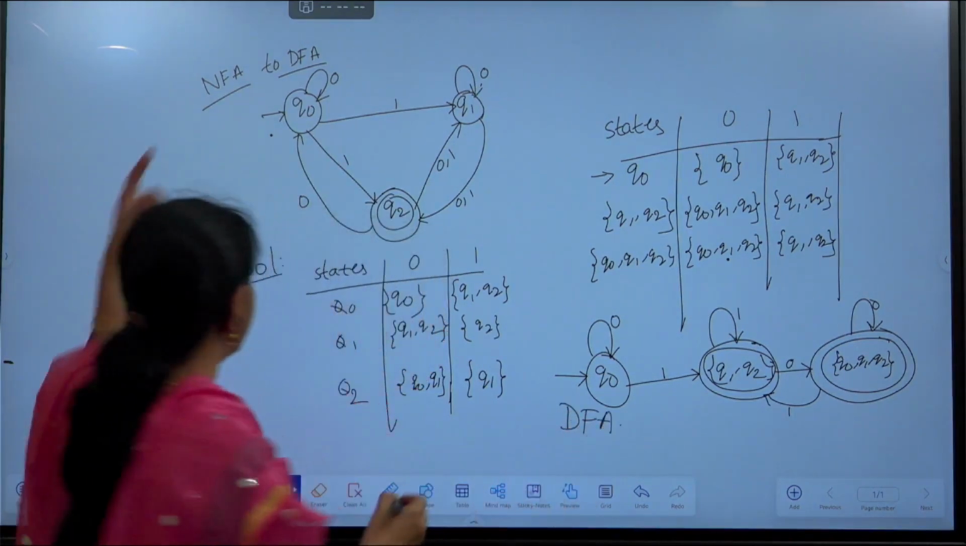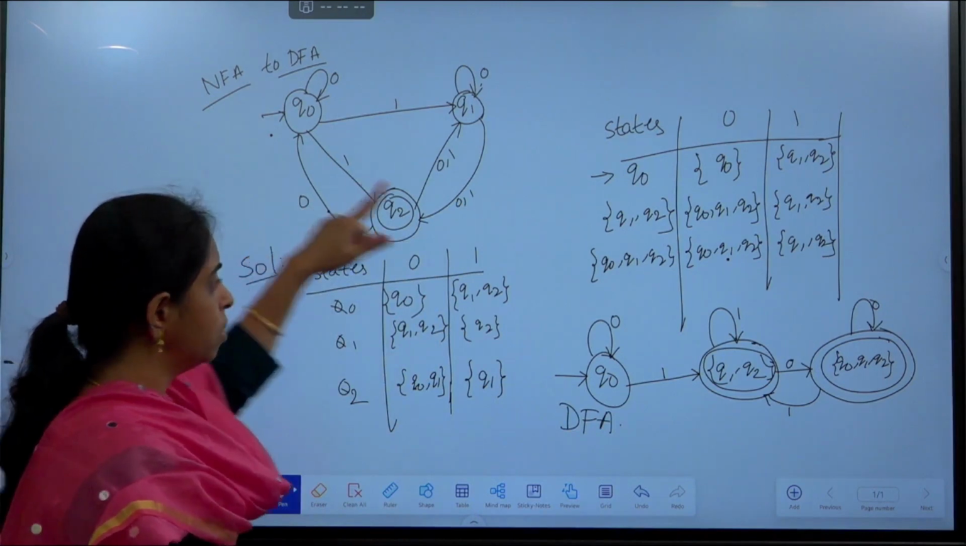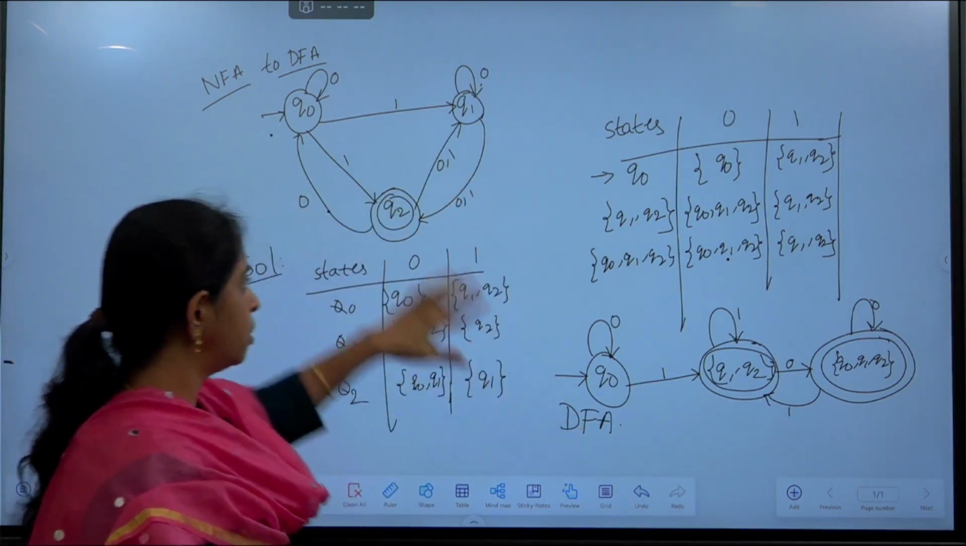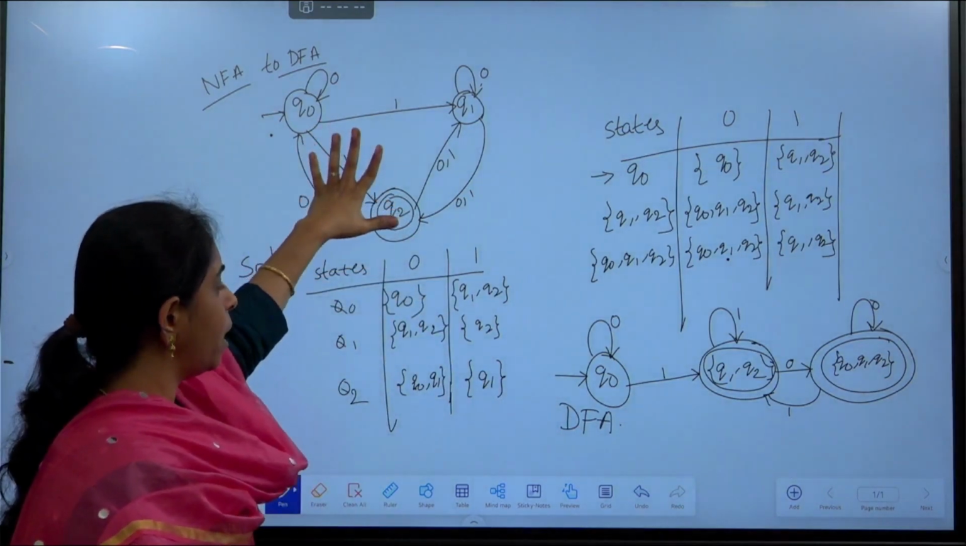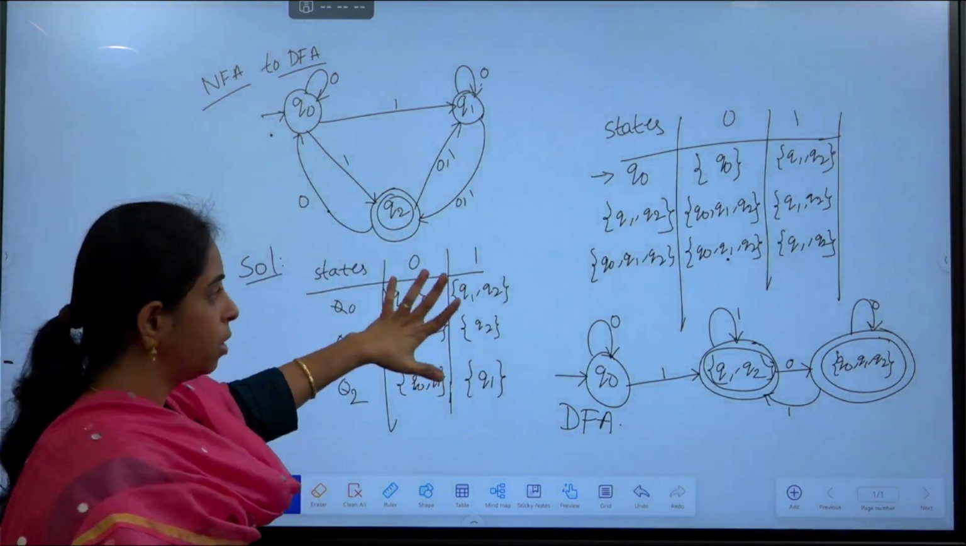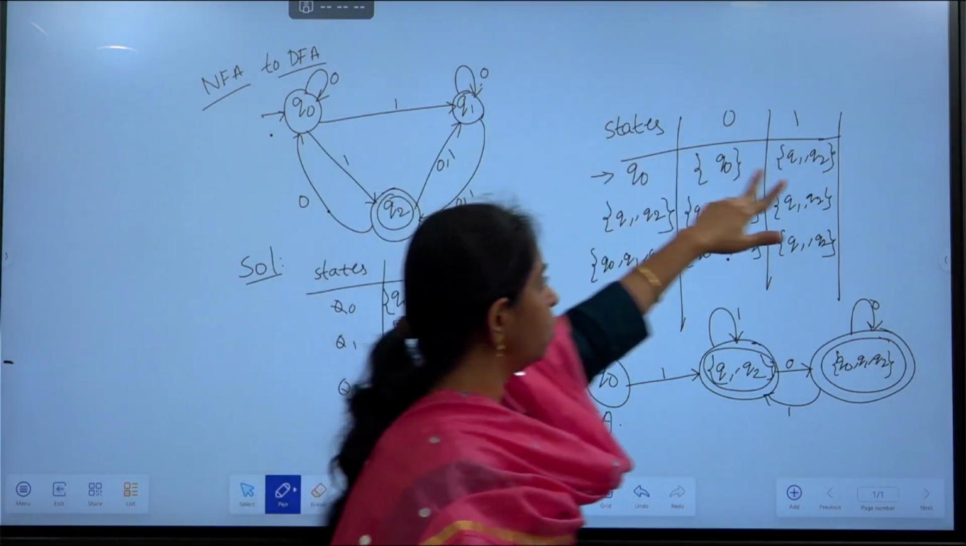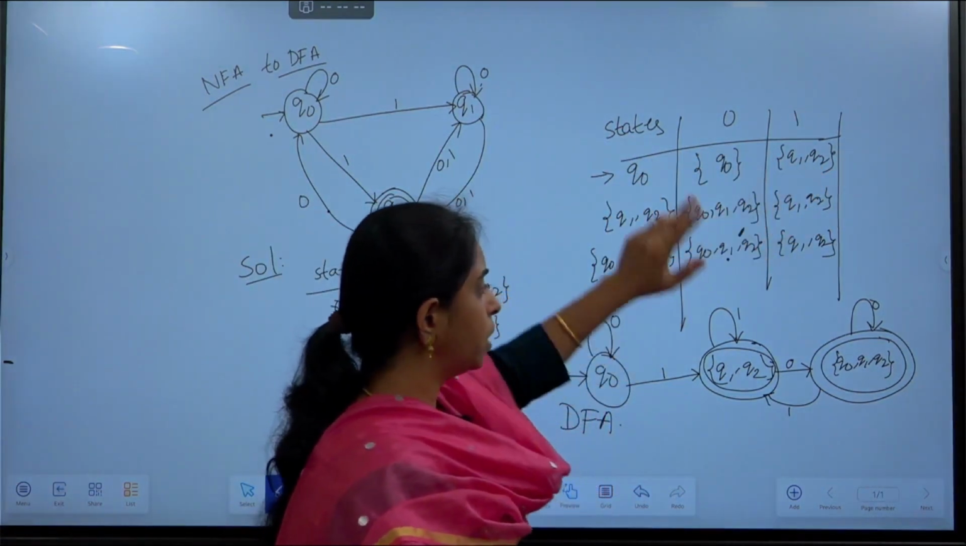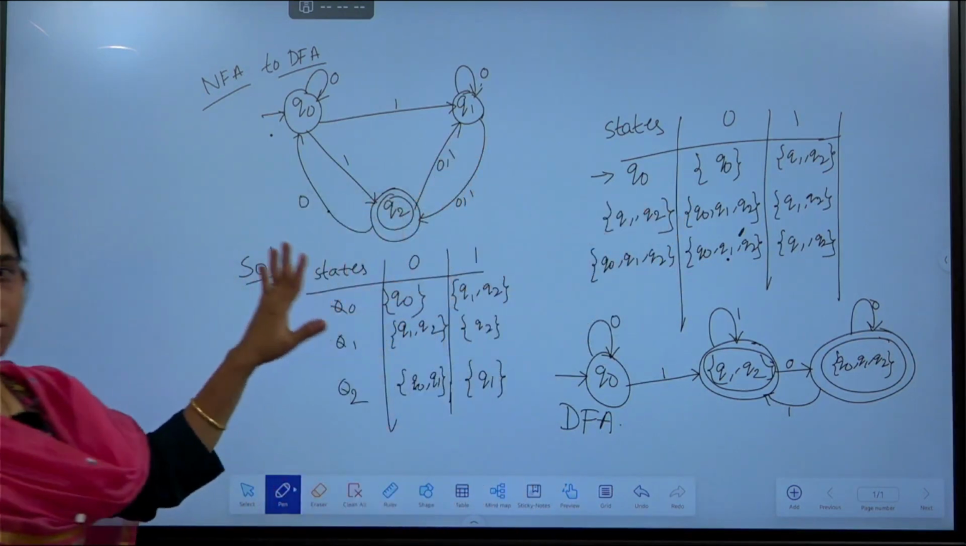So this is the given question that is in the NFA. So we have converted this NFA to the DFA. Step 1, we have taken the given diagram to the transition table. Then whenever we get a new state in the transition table, we apply it to the alphabets. That is the conversion of NFA to DFA.